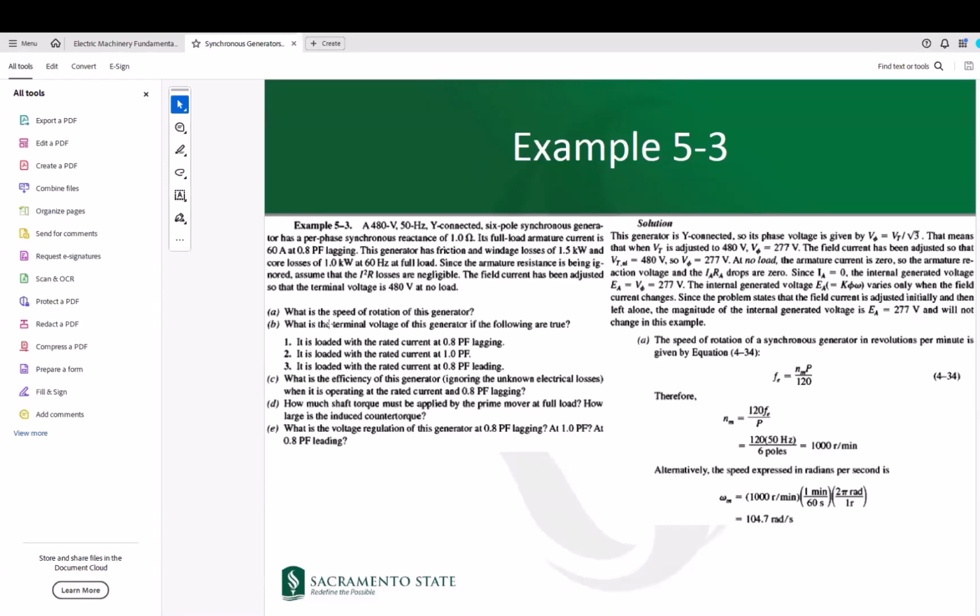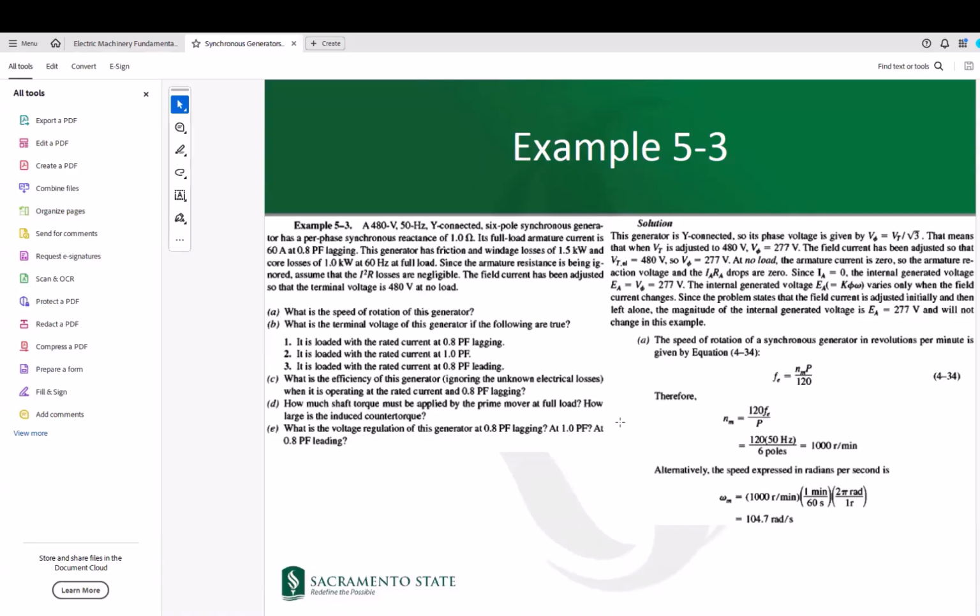Part A, what is the speed of the rotation? Speed of the rotation in part A is constant, equal to 1,000 RPM, using basically this relationship. Part B, what is the terminal voltage of the generator if the following are true? When the machine is loaded with the rated current, and the rated current is how much? It's been indicated here, 60 amps, at 0.8 lagging power factor, at unity power factor, and at 0.8 leading power factor.